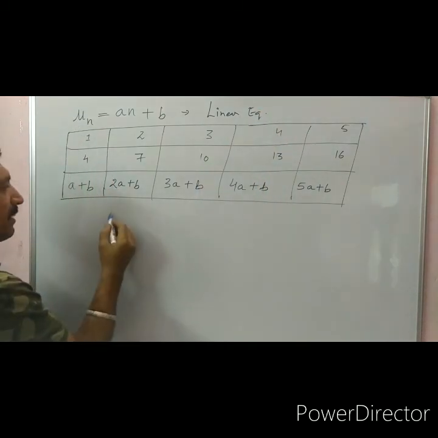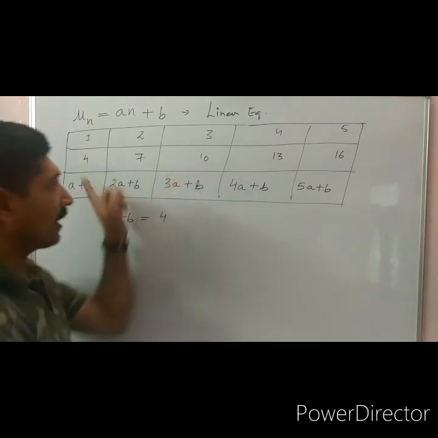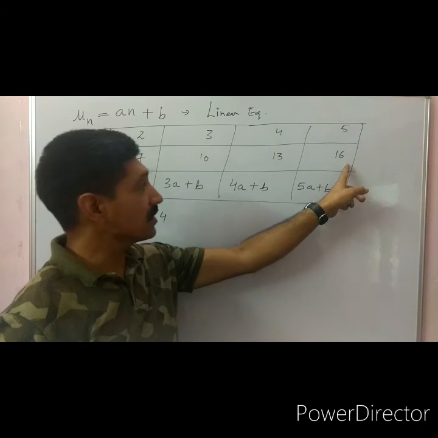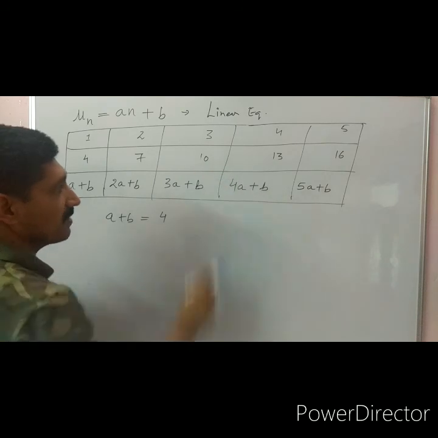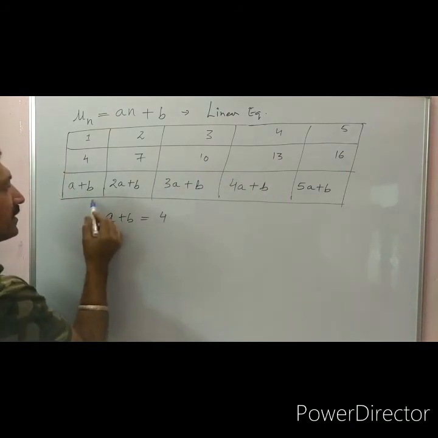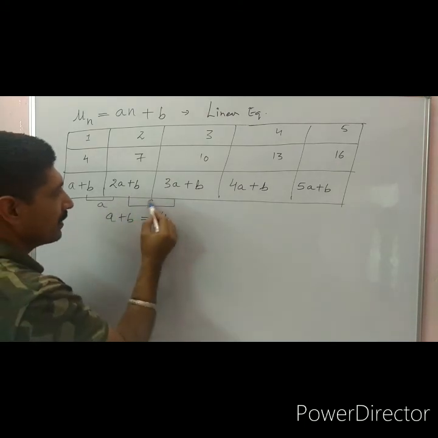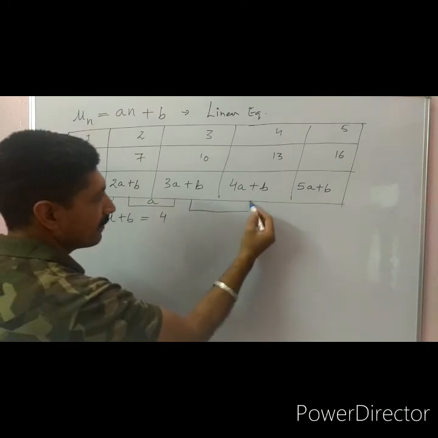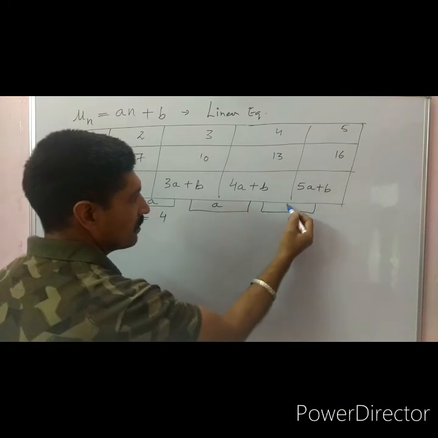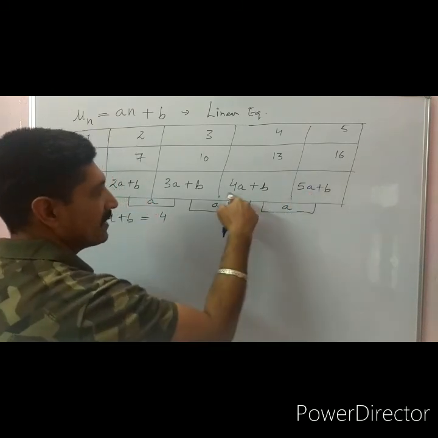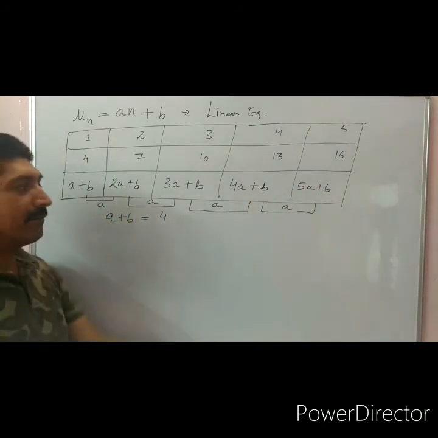So here a plus b is equal to 4, because here I'm taking this as an arithmetic sequence, because the common difference in all these successive terms is the same. The difference of these two terms is a, the difference of these two terms is again a, and again the difference of these two terms is a. 5a plus b minus 4a, b cancelled, and we have the common difference the same.